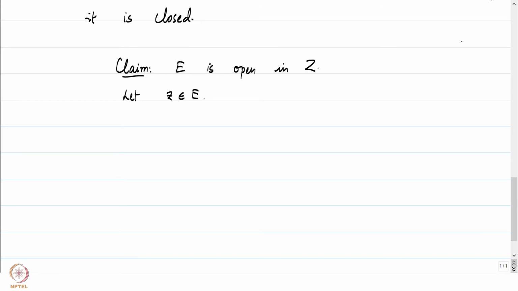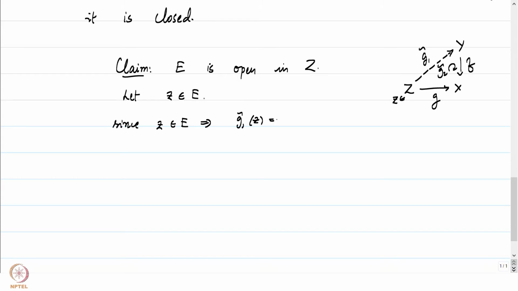Let me draw the diagram here for you. From Y to X, we have our map F, we have the map G from Z to X, and we have two lifts, G1 tilde and G2 tilde, both of them satisfying the condition that Z0 is being mapped to the same point in capital Y. Now Z is going to be a point here, and since Z is in E, that means G1 tilde of Z is the same as G2 tilde of Z by the very definition of E, right? Let's call that point Y.